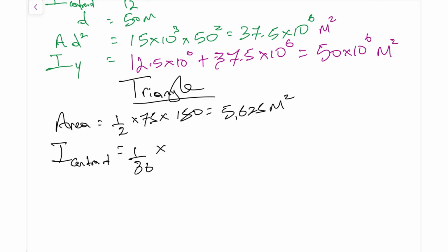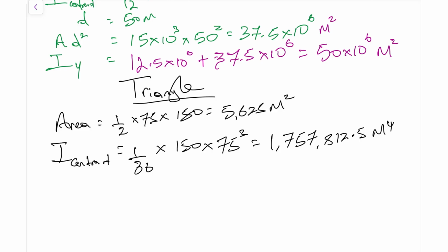So height was 150 and base 75 cubed. And that will give us a massive number. So I'll just show you what that looks like, and we'll convert that into standard form. So 1,757,812.5. But we can just simply write this in standard form and have it written as 1.76 times 10 to the power of 6 meters to the fourth.